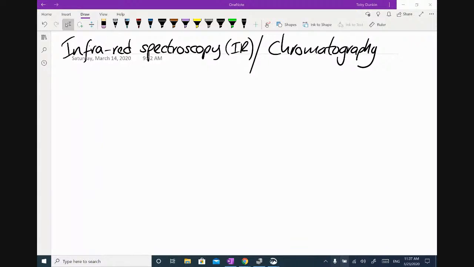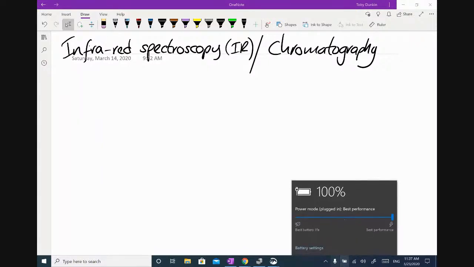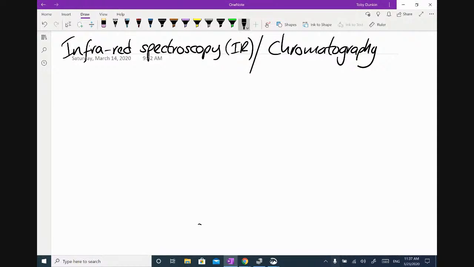I'm just going to fiddle around with my laptop, see if I can just reduce it just a little bit. Then it'll delay the screen going all funny.